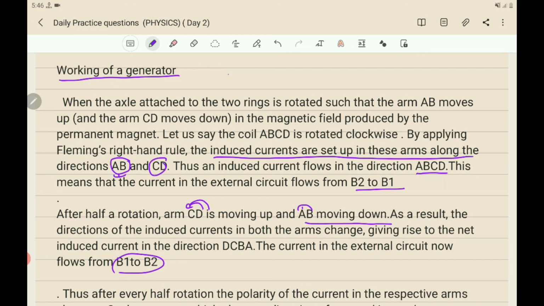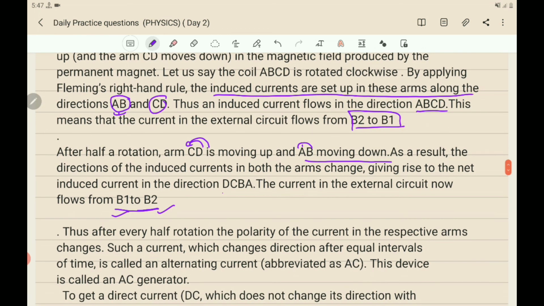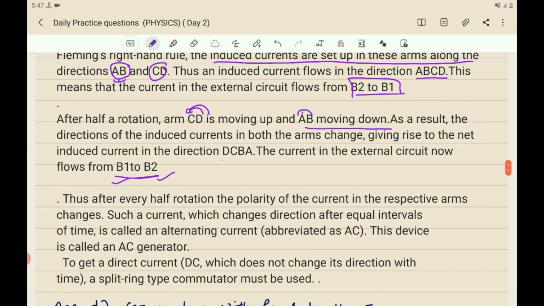According to Fleming's rule, the current moves in the direction DCBA, and in the external circuit, the direction of the current changes, that is from B1 to B2. In the first half rotation, it is from B2 to B1. In the second half rotation, it is B1 to B2. Thus, after every half rotation, the polarity of the current in the respective arms changes. Such a current which changes direction after equal intervals of time is called an alternating current. This device is called an AC generator.